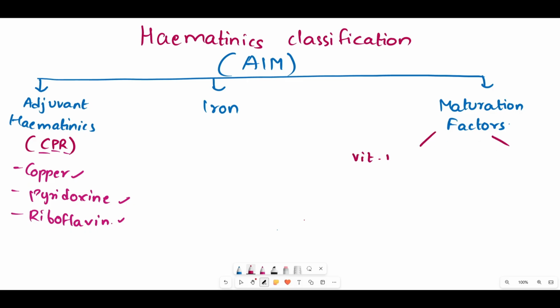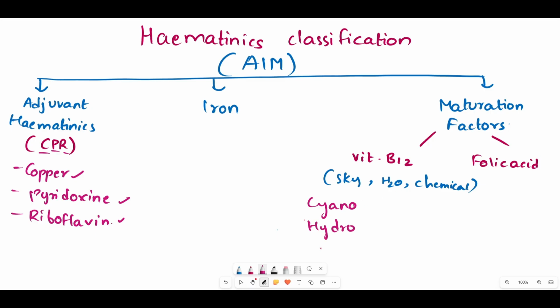One will be related to the vitamin B12, one related to the folic acid. So in this vitamin B12, just remember it as sky, water and chemical. Let me tell you what is what. So sky means remember it as cyano, water means it is hydro, chemical means it is methyl. Cyano, hydro, methyl. So vitamin B12 is simply cobalamin.